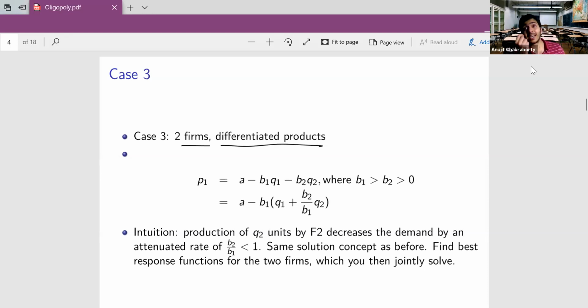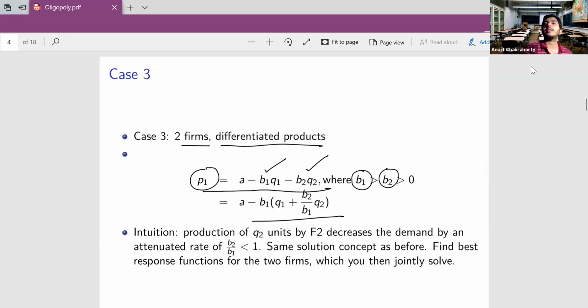And the way we model that, which is just a slight change of the first model we saw, is that we say the first firm's demand is something like this. Firm one's price depends on its own quantity and on the other firm's quantity, but the amount by which it depends on its own quantity is bigger than the amount by which it depends on the other firm's quantity. That is how we model differentiated products.